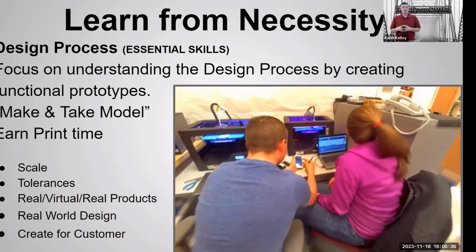So from the last one, learning from necessity, we basically do the design process. We're focusing on creating functional prototypes, and my students do a make or take model. So basically they make something for the school, maybe a teacher pass, or we've had a table where the legs broke, so there was a plastic piece they made, and they earn themselves print time. And in this, we've added scale and tolerances.